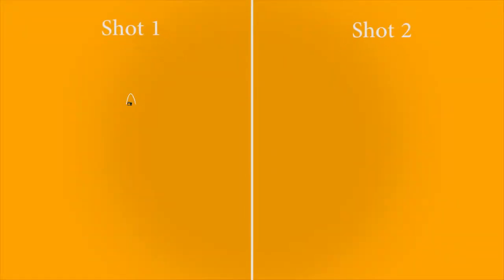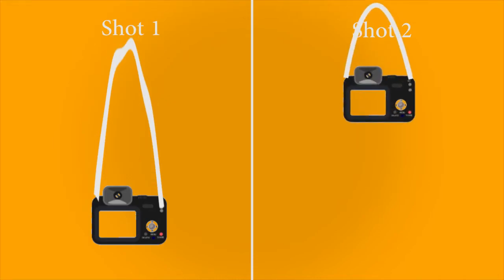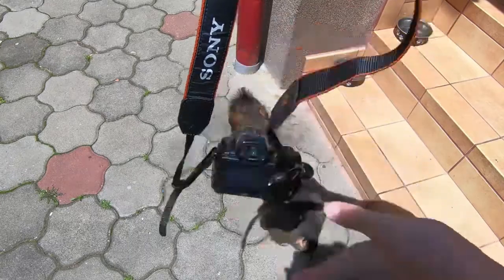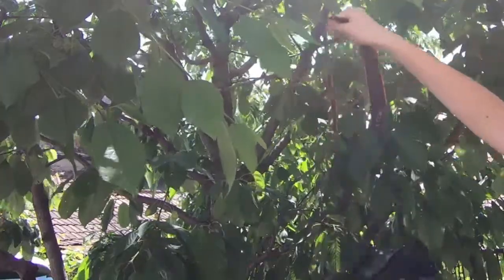For the third transition, let your camera fall, but be sure that you hold your strap. In the second shot, do the same, but after the camera is falling, catch it and continue filming.